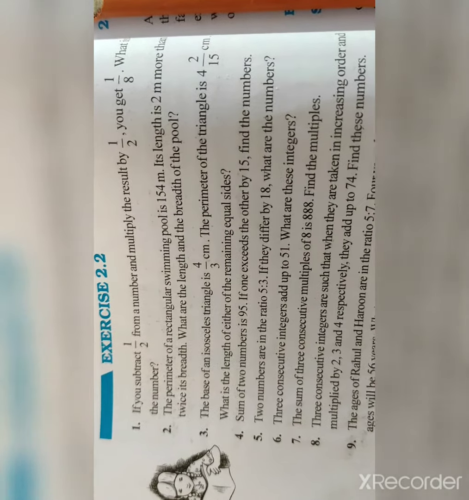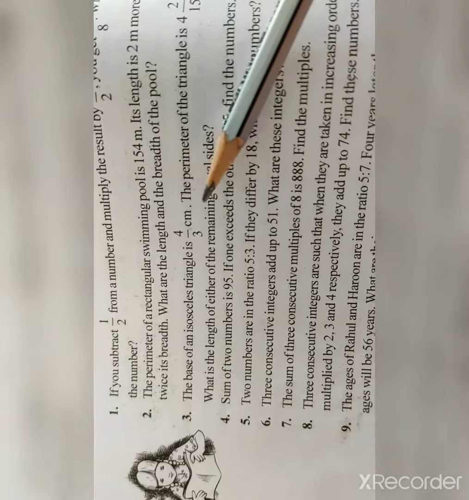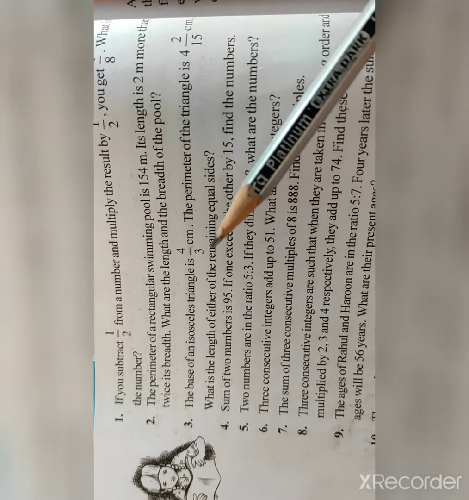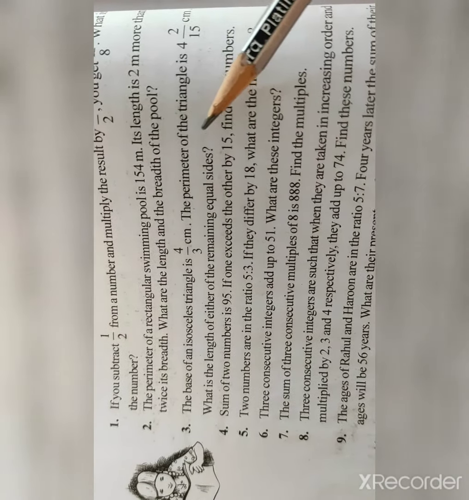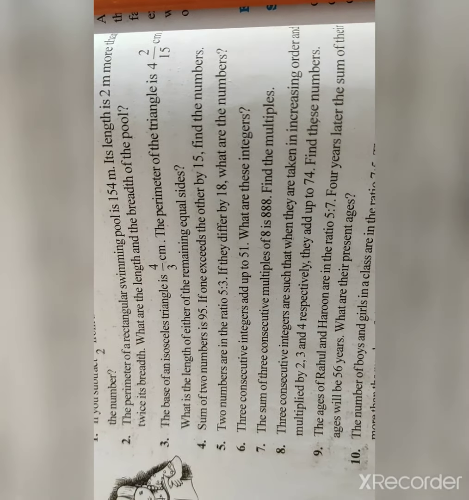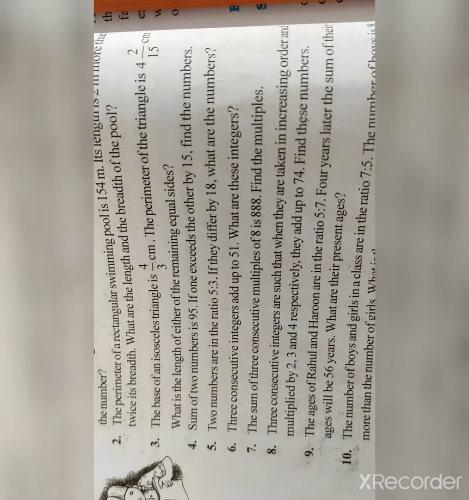Now third question, the base of an isosceles triangle is 4 by 3 centimeter. The perimeter of the triangle is 4 integer 2 upon 15 centimeter. What is the length of either of the remaining equal sides? First, the definition of isosceles triangle. If in any triangle 2 sides are equal, then this type of triangle is called isosceles triangle.